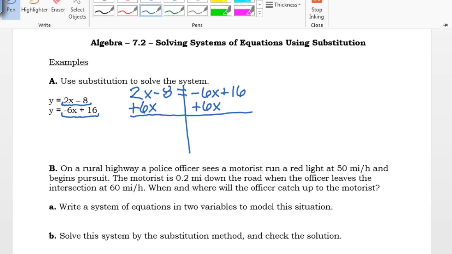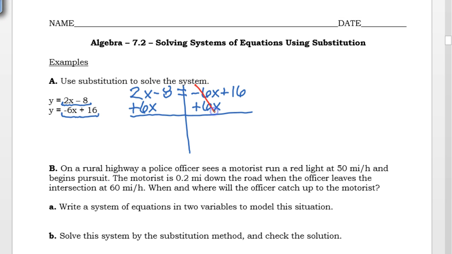My 6x terms will cancel on this side, and I will have 8x minus 8, and I will have 16 on the other side. Now this looks like a standard linear equation, so I'm going to continue by bringing my constant terms together. I want to bring my 8 away from the x, so I will add 8 to both sides.